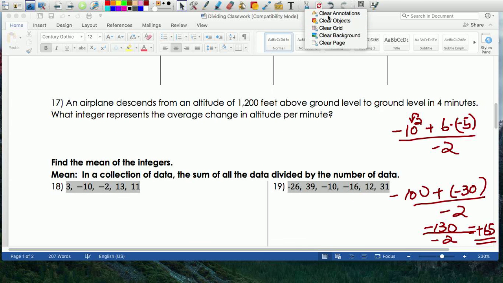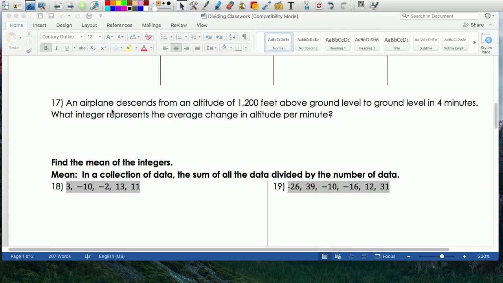An airplane descends from an altitude of 1200 feet above ground in 4 minutes. What integer represents the average change? So here's your airplane on top, right? Here's the ground level. It's flying, and it's going in this direction. Every second for the next 4 minutes, it's going lower and lower. So we have a change in altitude that's going to be negative, right?